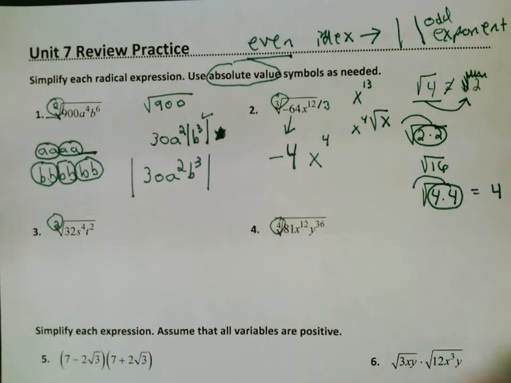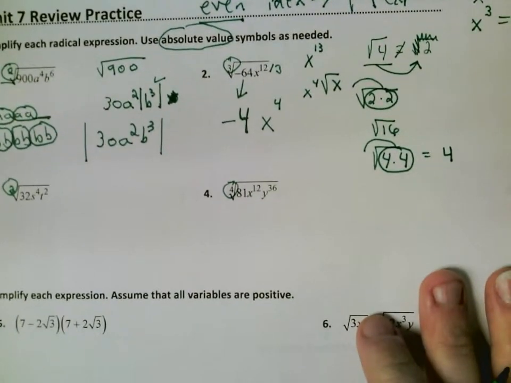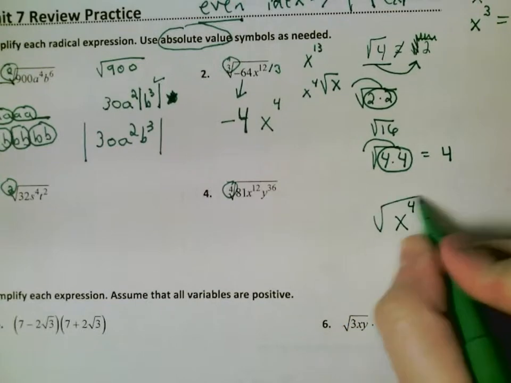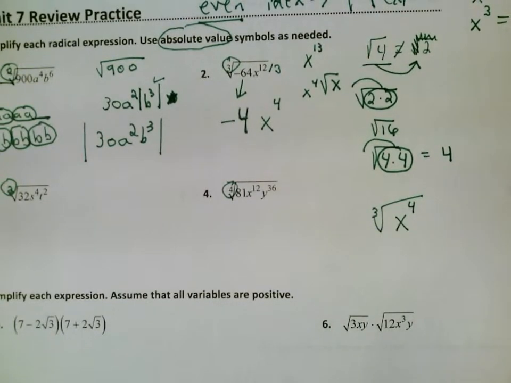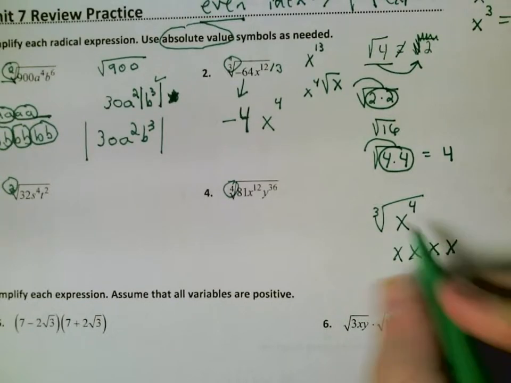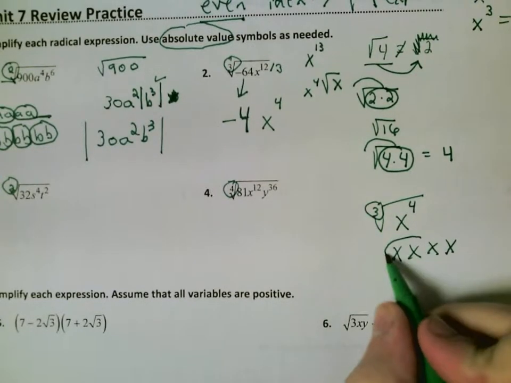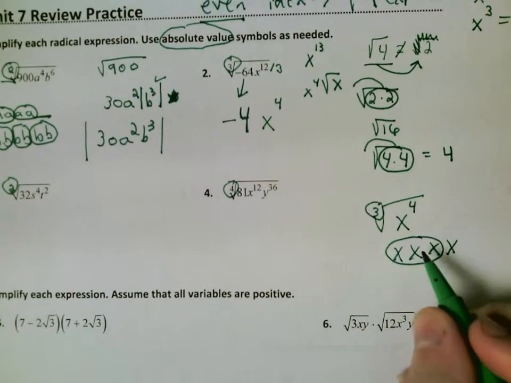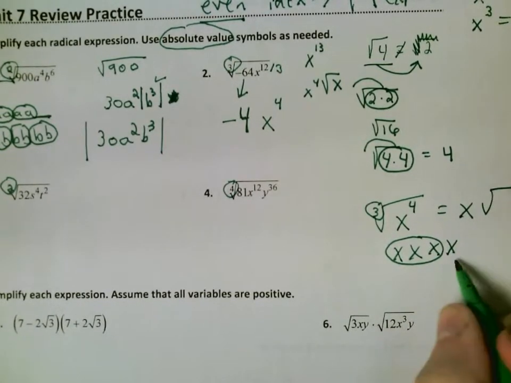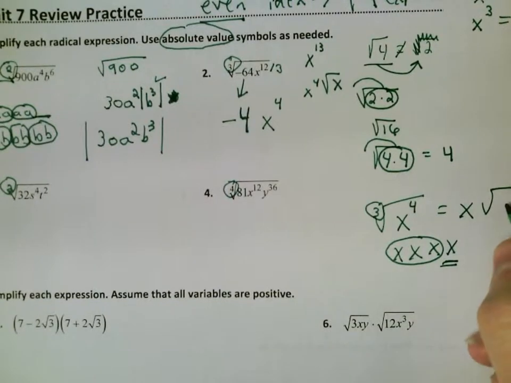So let me give you an example of slightly smaller numbers. Let's say that I have x to the 4th under a cube root, right? So I have 4 x's. How many groups of 3 can I make? Well, I can make 1. So that means I'm going to pull 1 x out front, and then this sad little fella didn't have any partners, so he has to stay in the house.